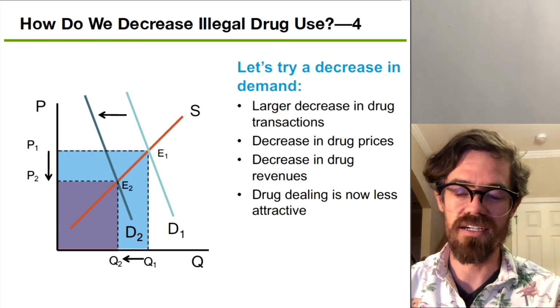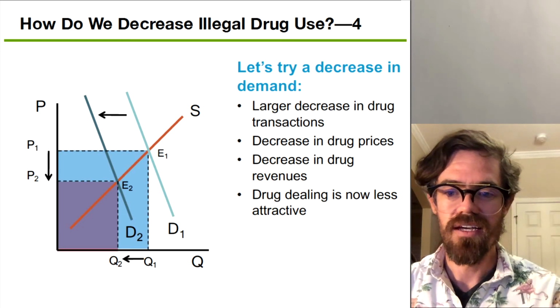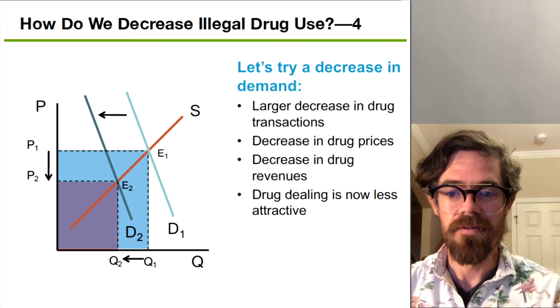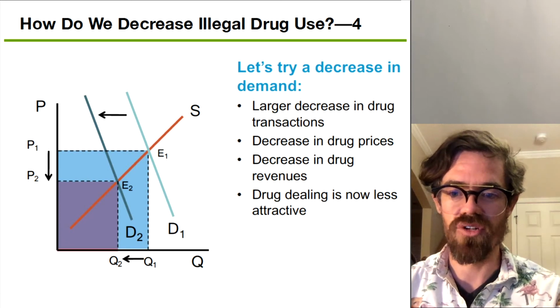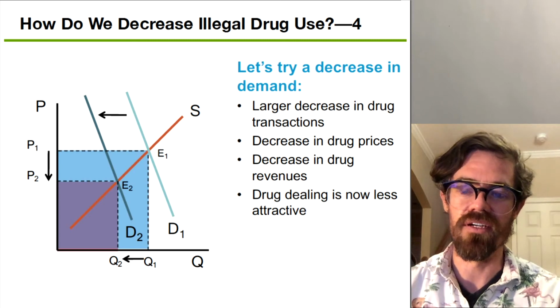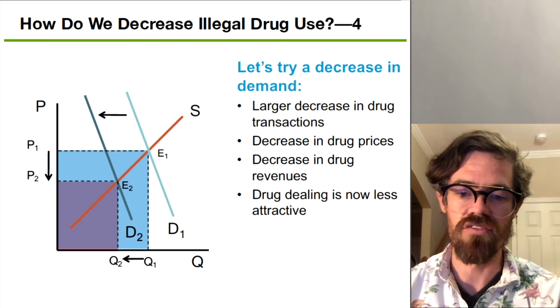Price would come down because demand went down, right? And because both price and quantity go down, the money that drug dealers would make goes down as well. So now drug dealing is less attractive. So as it turns out, targeting the demand side of illegal drugs is probably the best way about trying to achieve our two goals, our two policy goals.